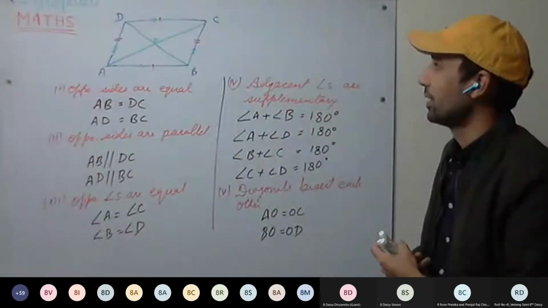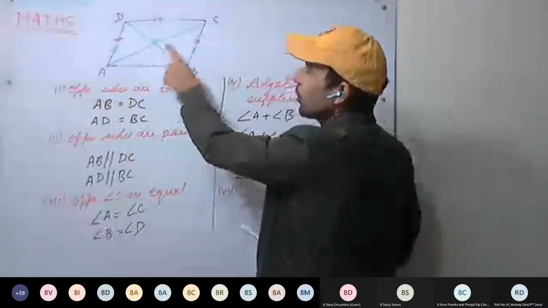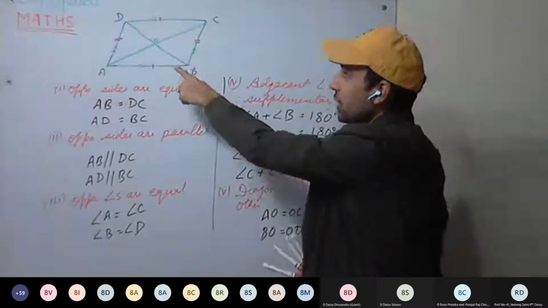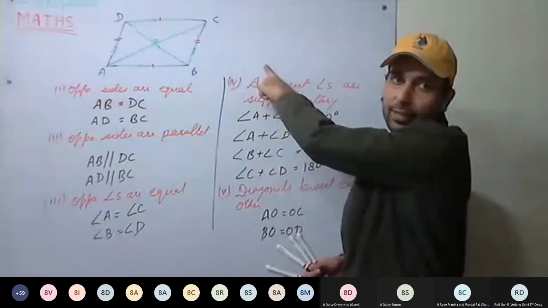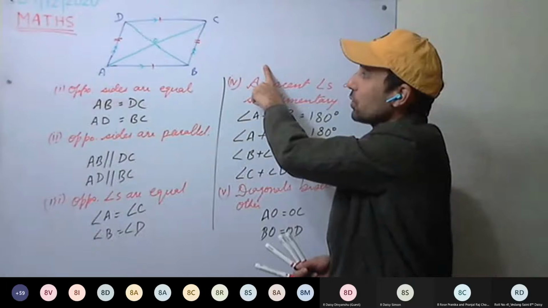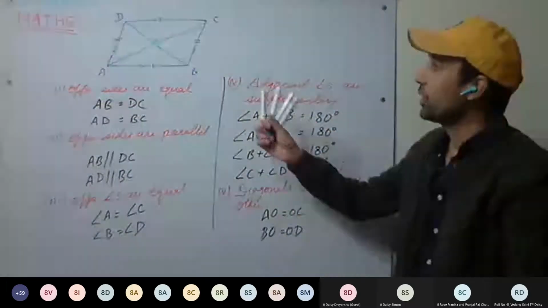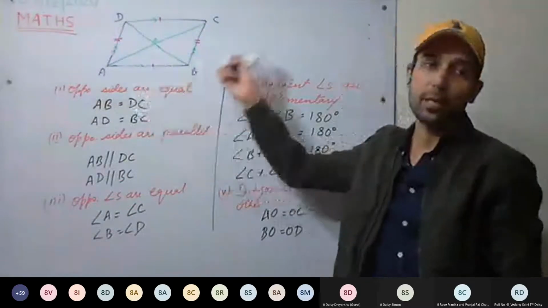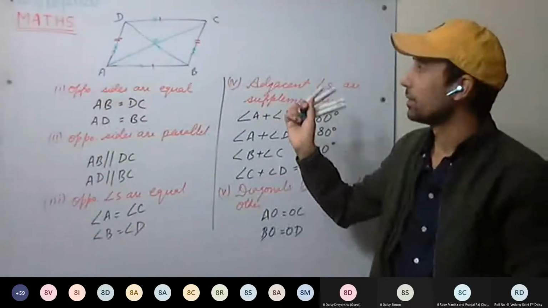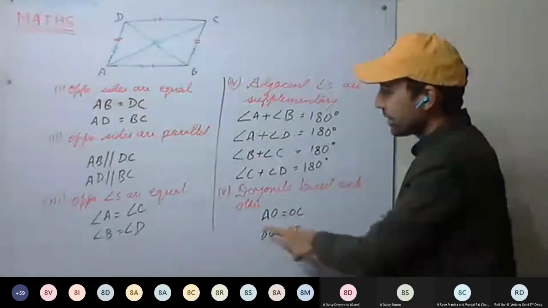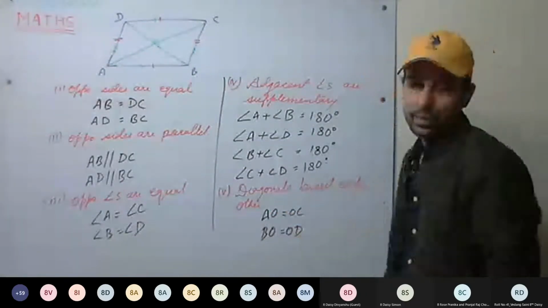So diagonals may or may not be equal in a parallelogram. If they are equal, it will become a rectangle. So we don't say that diagonals are equal in a parallelogram. If they become equal, the parallelogram will become a rectangle. So these are the 5 properties. Diagonals bisect each other.